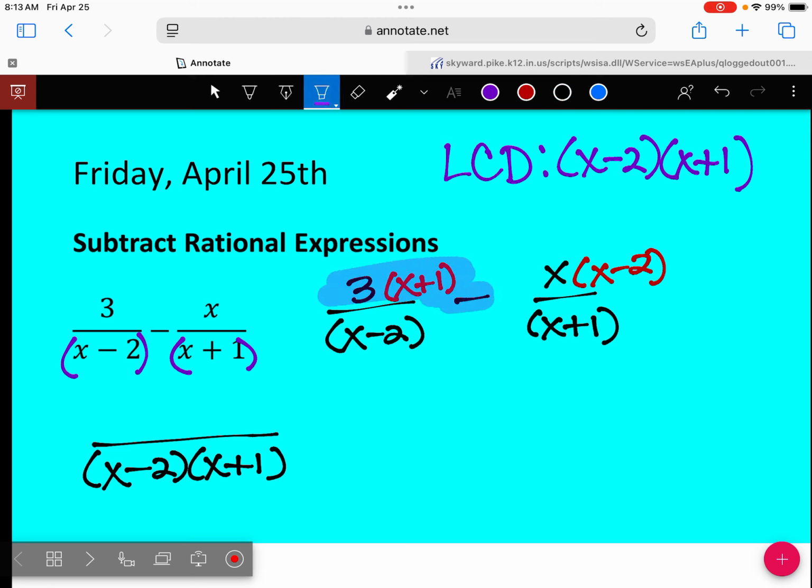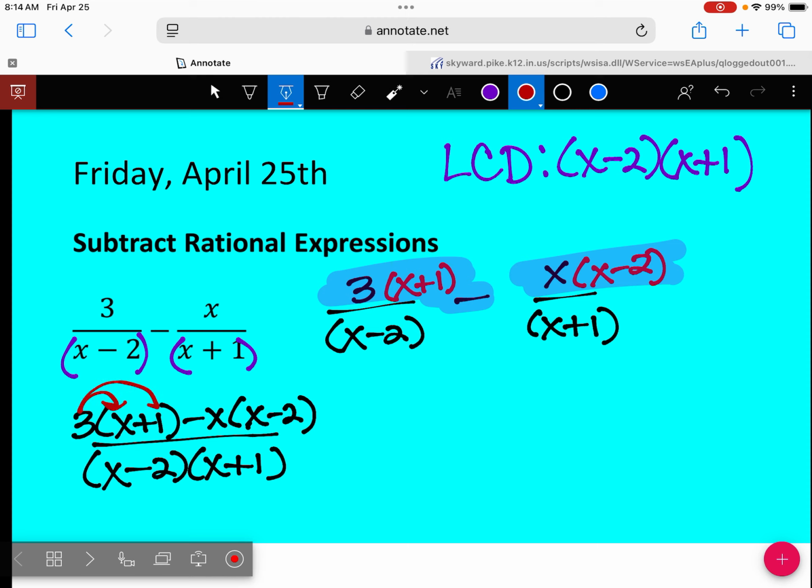I want you to write everything that you see I have highlighted in that order. 3 parentheses, x plus 1, minus x parentheses, x minus 2. That's what you're going to write on the top. So next we need to distribute. So this first parentheses, I'm multiplying it by 3, which is going to give us 3x plus 3.